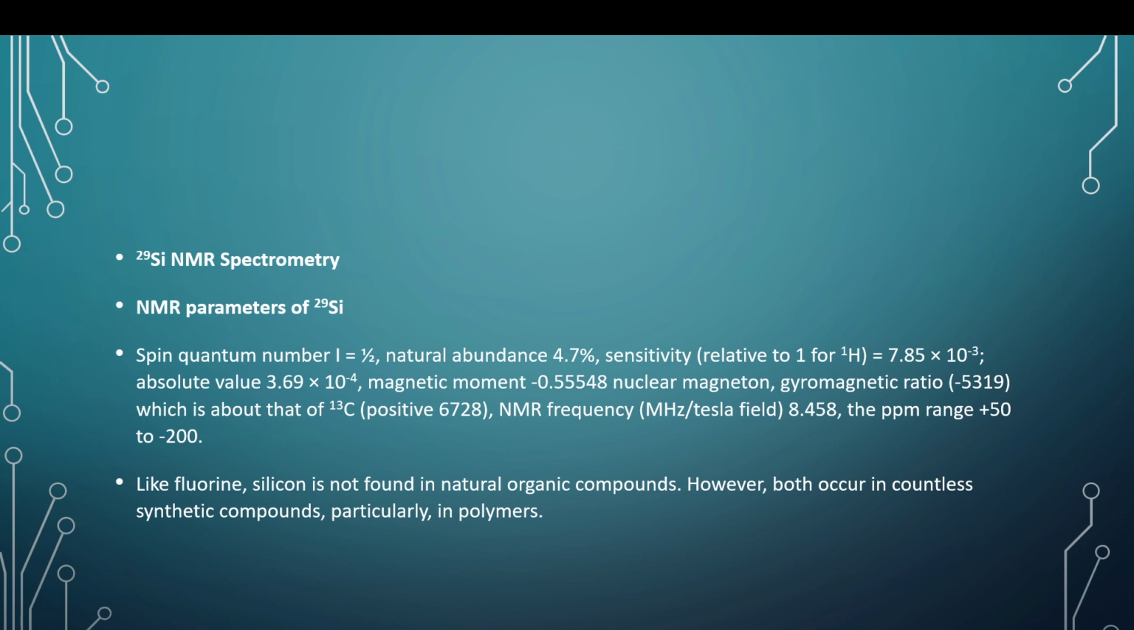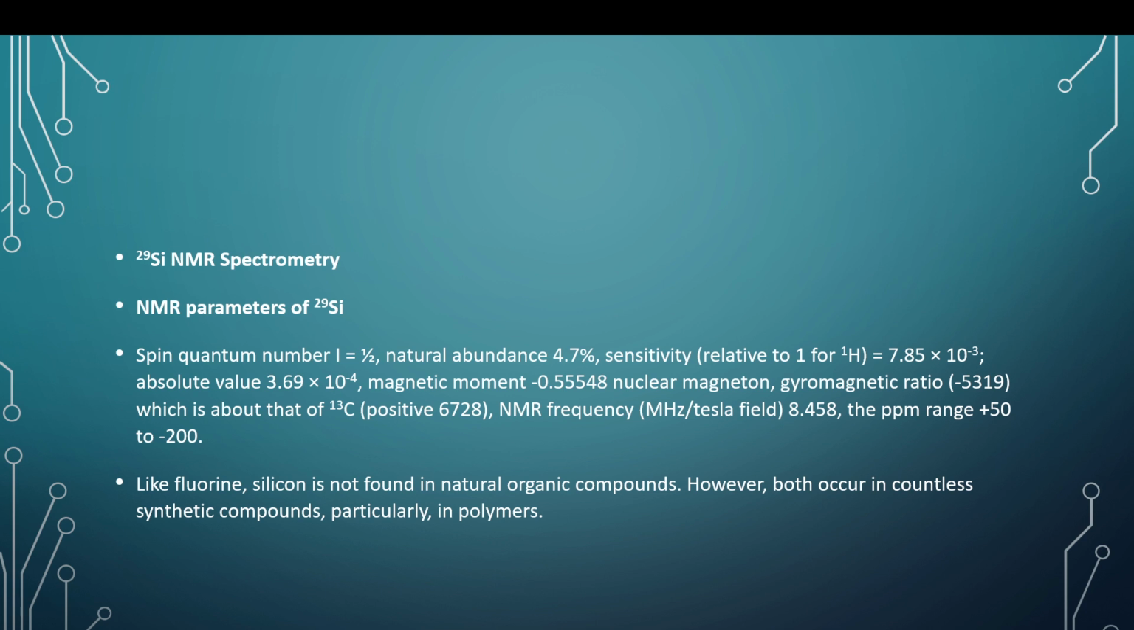7.85 into 10 to the power minus 3, absolute value 3.69 into 10 to the power minus 4, magnetic moment minus 0.5555 nuclear magneton, gyromagnetic ratio minus 5319, which is about that of carbon. For carbon it is positive 6728. NMR frequency in megahertz per Tesla is 8.458.